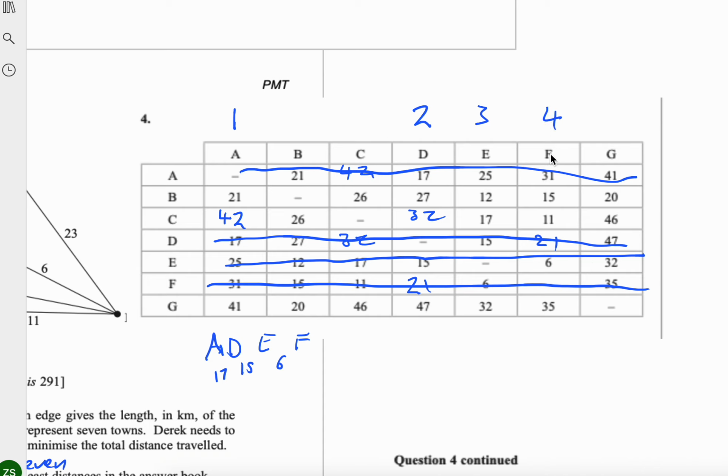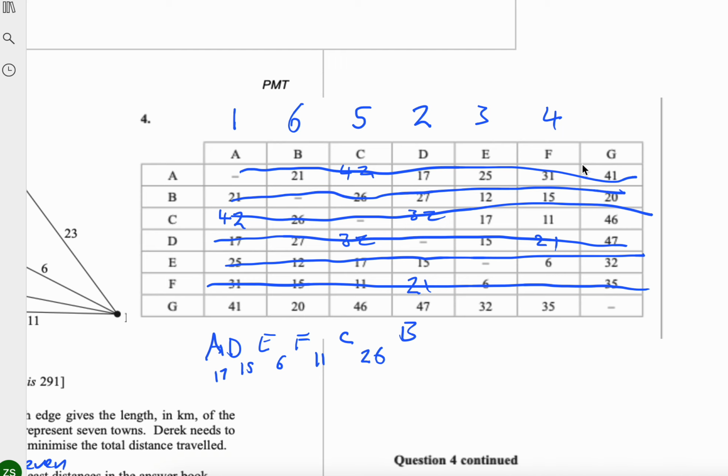That's number 4. What's the smallest value here? 11, C. So that's number 5, C with the length of 11. Now we cross off C. So C can connect to 26 or 46. It's going to be 26, B. So that's number 6, B with a length of 26. Notice by writing these numbers as we go along, it makes the next step a lot easier. And finally, we're going from B to G, which is a length of 20.